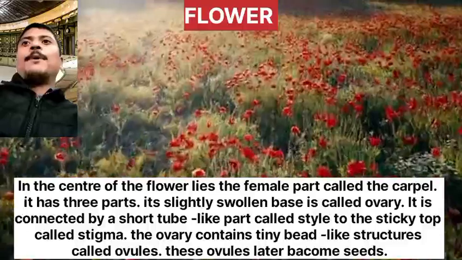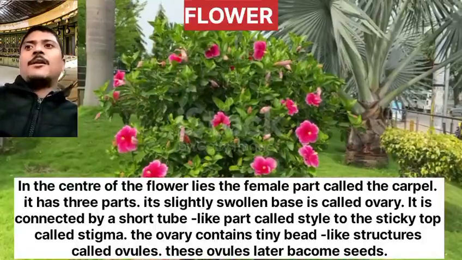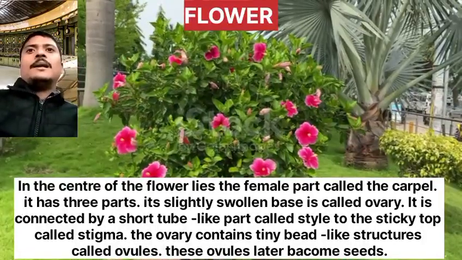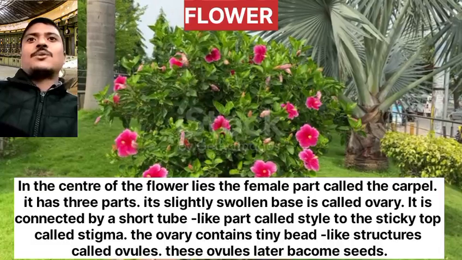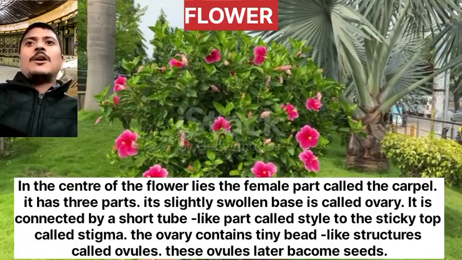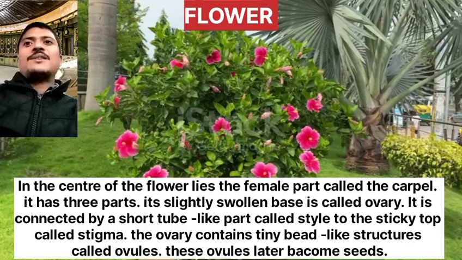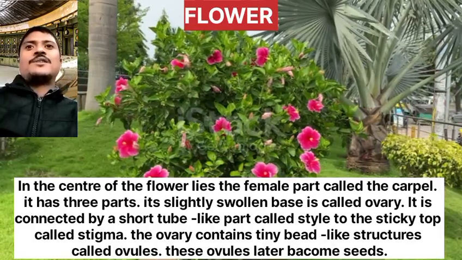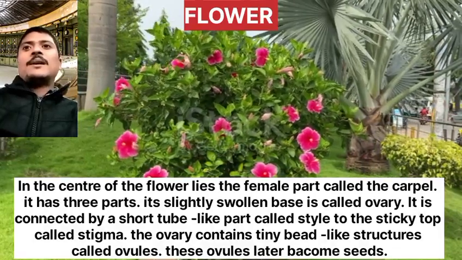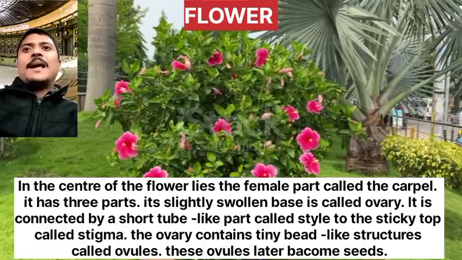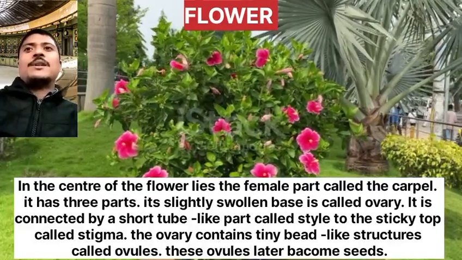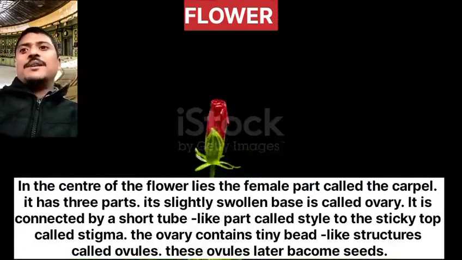In the center of the flower lies the female part called the carpel. It has three parts. Its slightly swollen base is called the ovary. It is connected by a short tube-like part called the style to a sticky top called the stigma. The ovary contains tiny bead-like structures called ovules. These ovules become seeds.